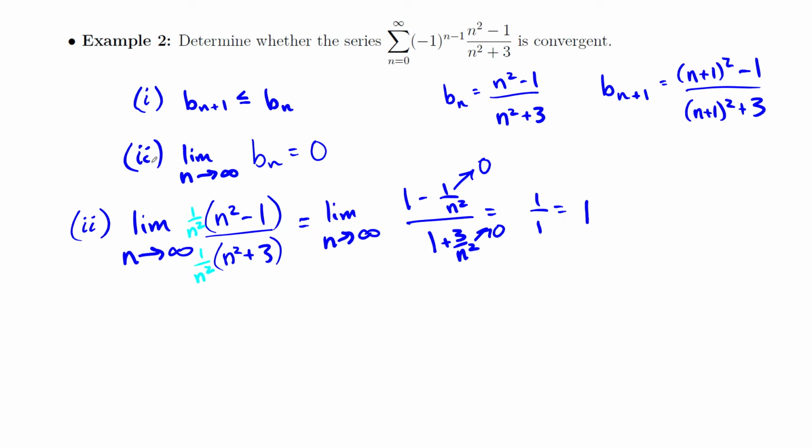Well, that is not what condition 2 is telling me needs to happen if it's convergent. So this is actually nice. I don't even have to do the analysis in number 1. Number 2 failed, so therefore we know that the series is divergent.